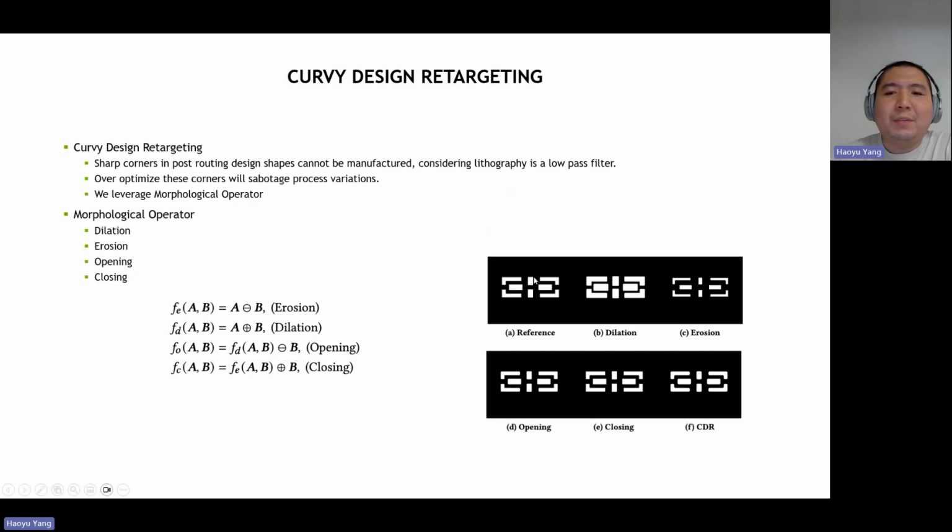Here, for example, is a reference pattern. The dilation definitely pumps the pattern out, but the erosion removes part of the pattern. Opening and closing are combinations of erosion and dilation, but in different order. We can see from the figure that opening rounds the convex corners of the chip design while leaving the concave corners the same, and closing does the opposite. So combining both closing and opening, we're able to round all of the corners in the chip design.